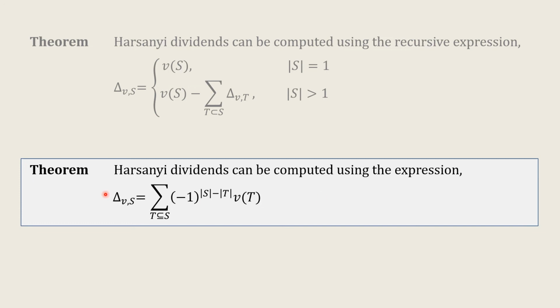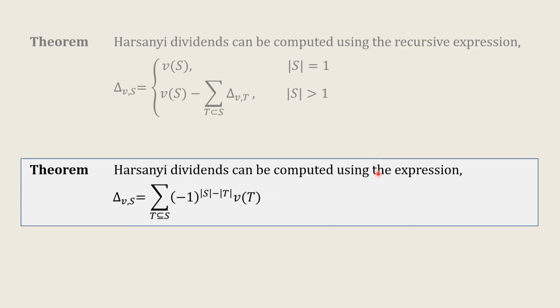And this is a non-recursive expression to obtain the same Harsanyi dividends. Delta S is equal to the summation over all subsets T of S, (-1) to the difference in sizes between S and T, times the value of T. Before we prove the theorems, actually I'll only prove the first theorem. The second one will be left as an exercise.